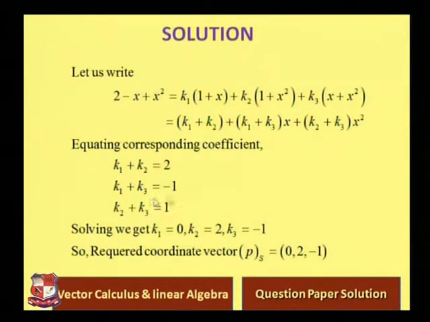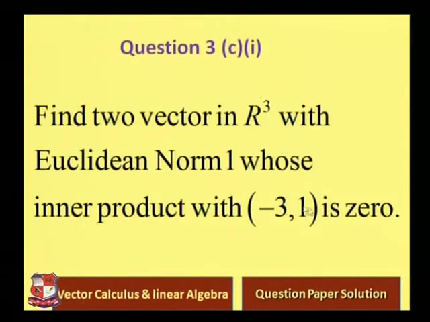Or another method is Gauss elimination or Gauss Jordan, any method. Because this is a simple equation, we directly write the solution: k1 equal to 0, k2 equal to 2 and k3 equal to -1. This is the solution. Therefore the coordinate vector of p with respect to set S is (0, 2, -1). 0 is k1, 2 is k2 and k3 is -1. This is the coordinate vector of the given p.